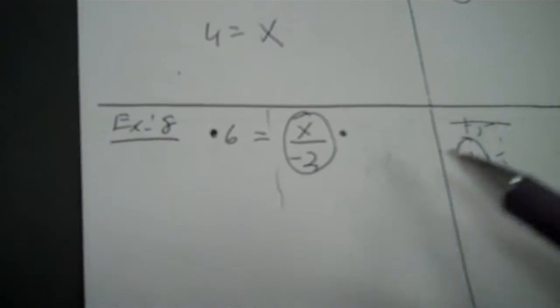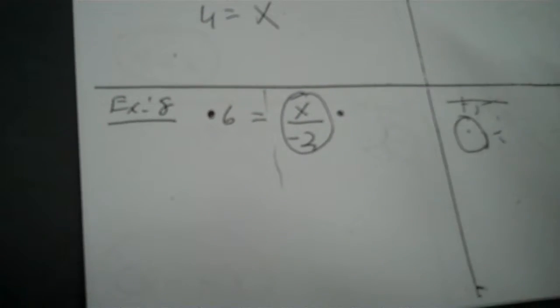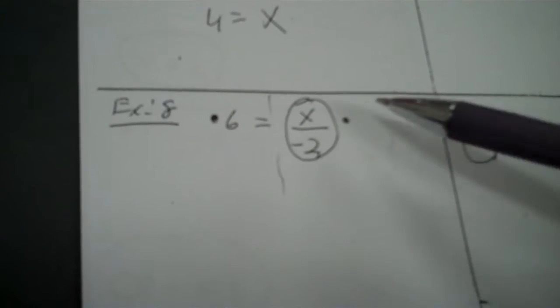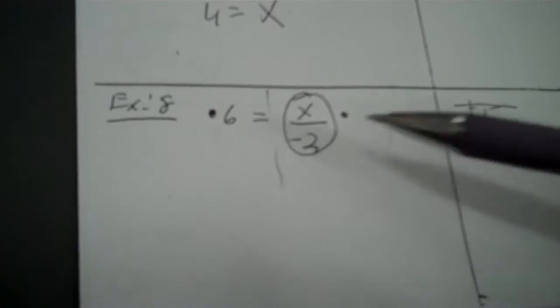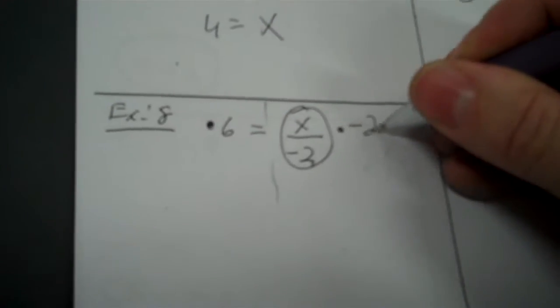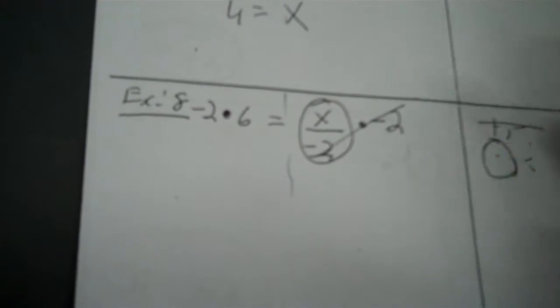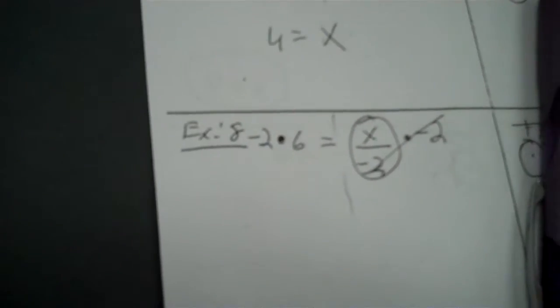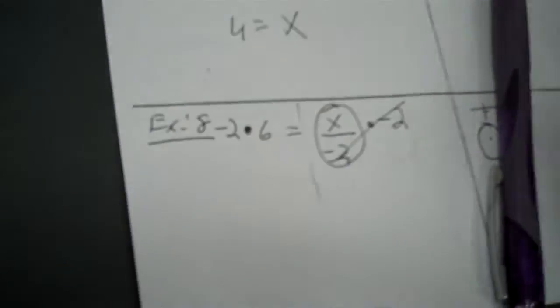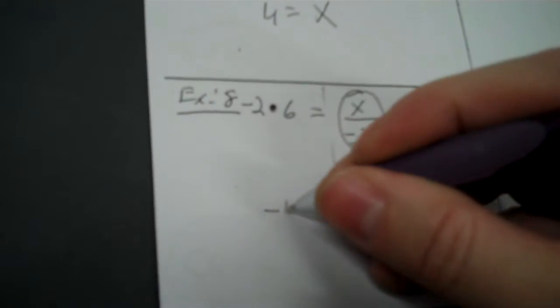But I've got to decide what I'm going to multiply each side by. So under the x we have negative 2, so that means negative 2 is what we multiply by. Get rid of those. So negative 2 times 6 is negative 12. So I have negative 12 equals, and I've got just x over here, so the equation is solved.